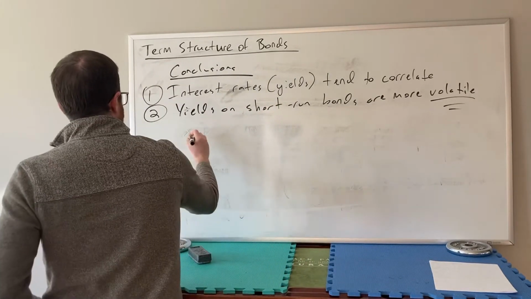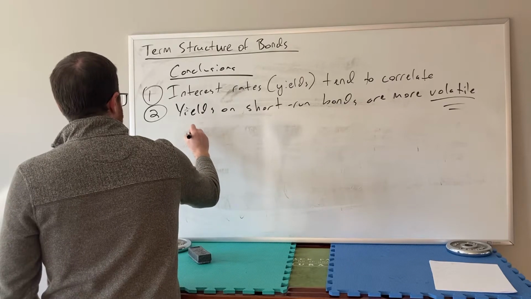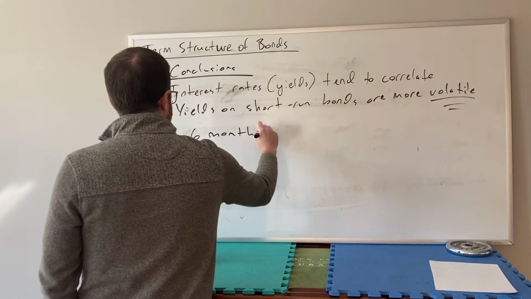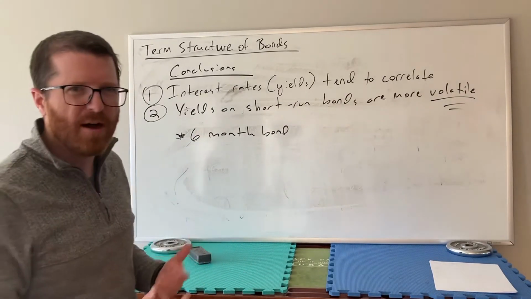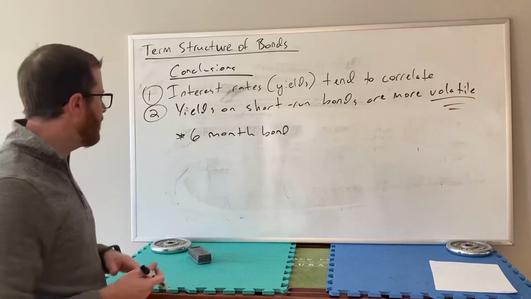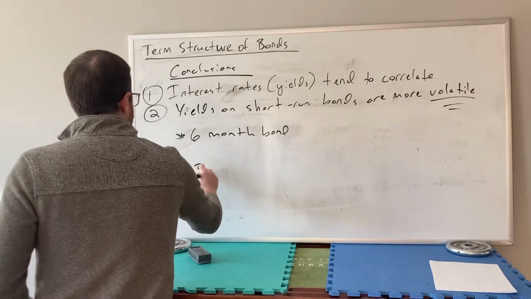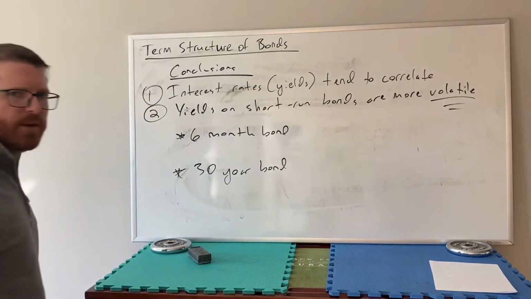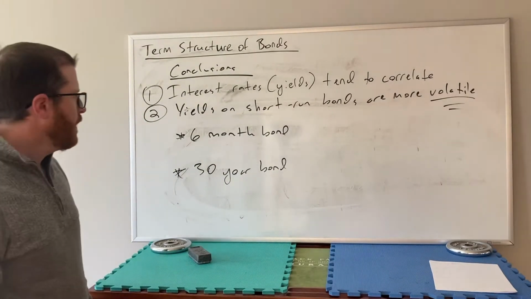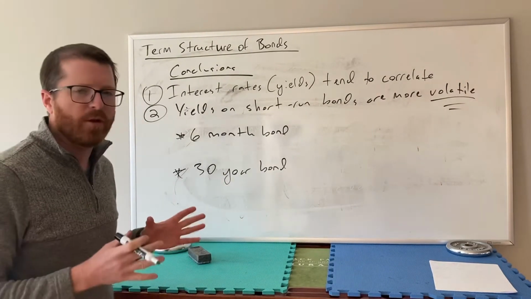So again, we can think about a couple different bonds, maybe a 6-month bond. Right, so it's something like a CD, which is kind of like a bond, right? A 6-month CD, those are very common. And then we can compare that to a really long bond, like a 30-year bond that the federal government often issues, okay?